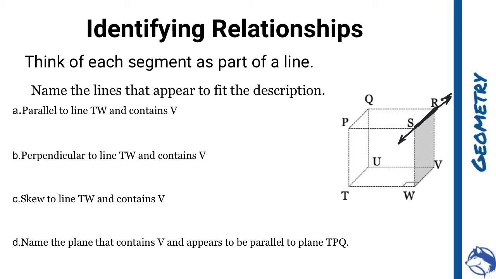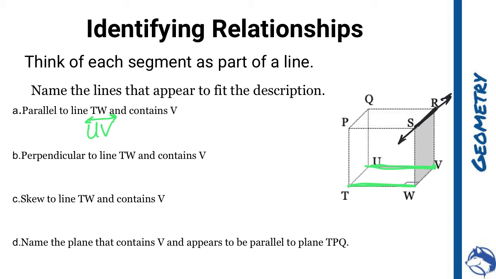So what do we want to do? Here we go. We want a line parallel to TW. I always like to highlight my line TW, and it contains V. So I know it needs to contain V. Well, in order for it to be parallel, I'm going to go to this other side here, and it's going to be UV. Make sure that you have the correct notation and write a line there.